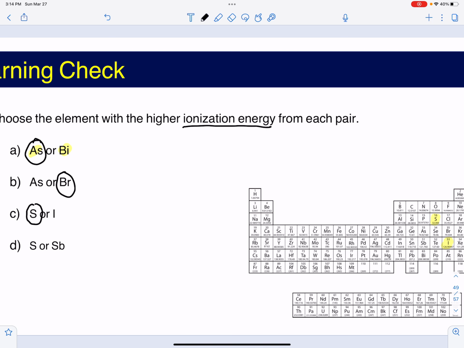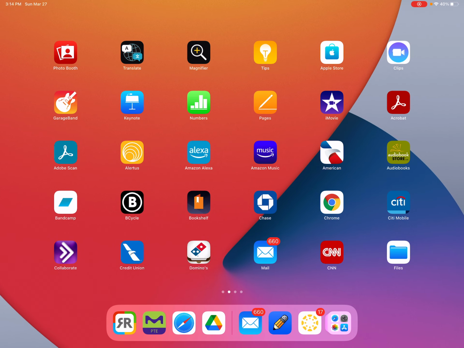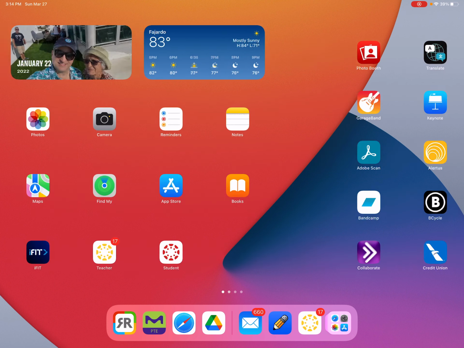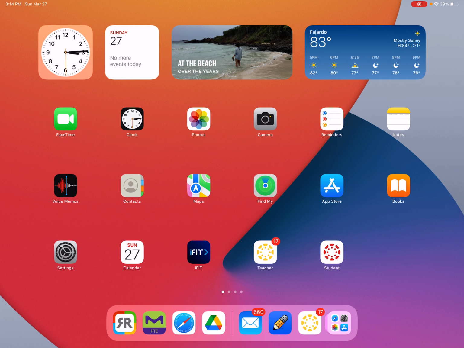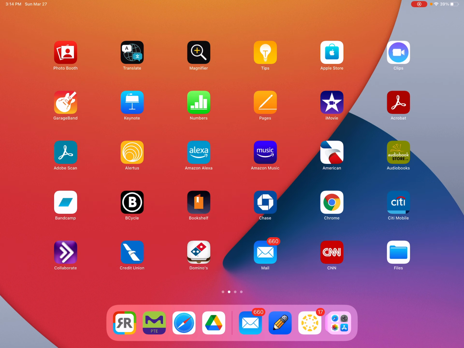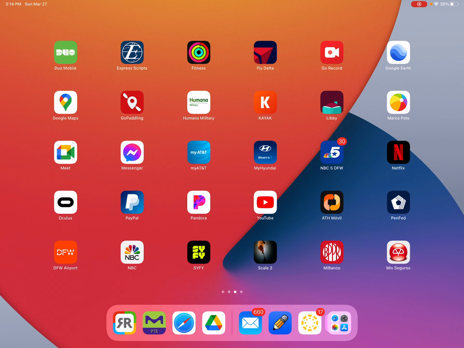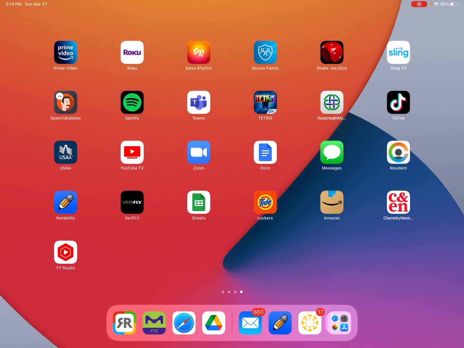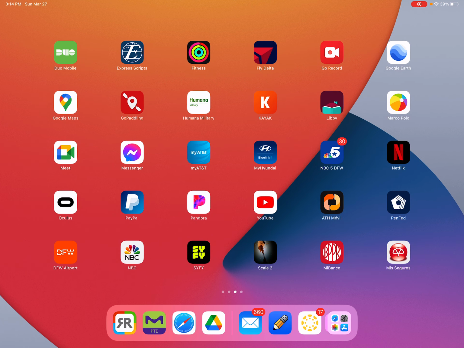But let's double check that. Let's see what we have in here. Let me find something here quick. I can find more information. Let me see if I have that in here or not. Just hang in there for a second. Trying to see if I have this application here. And no, I don't see it. So let's check the internet.